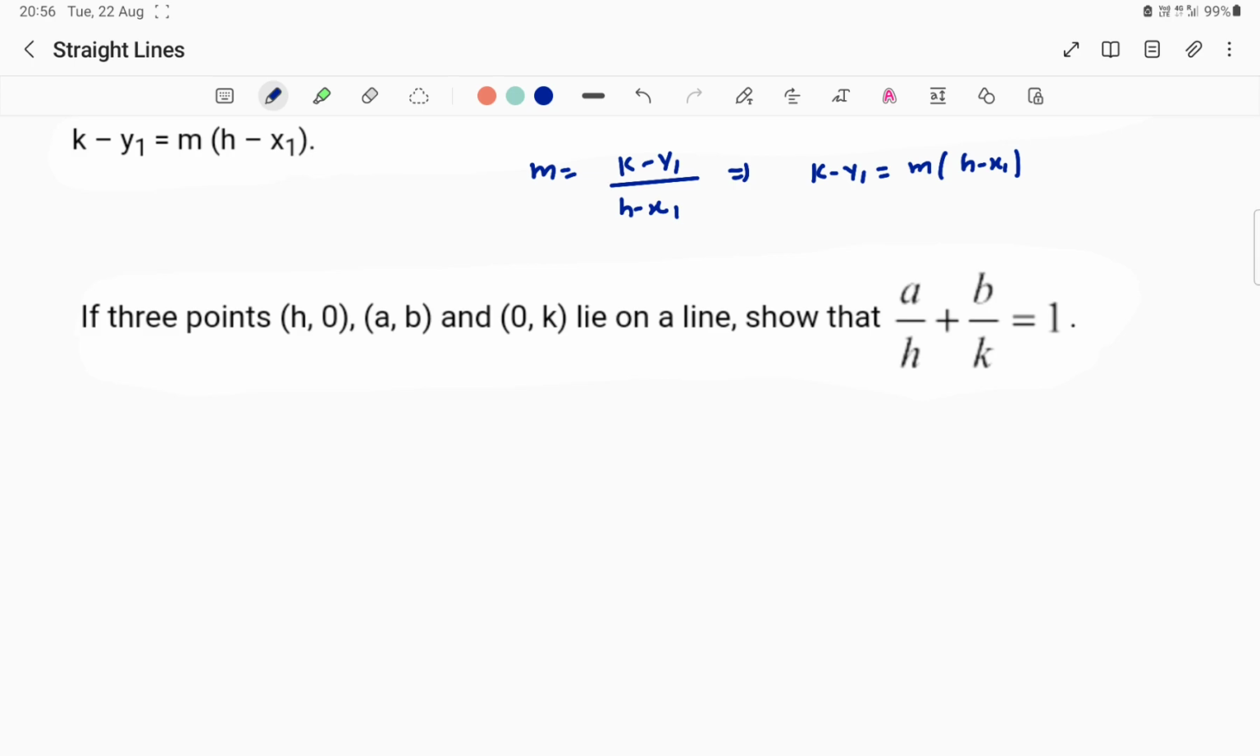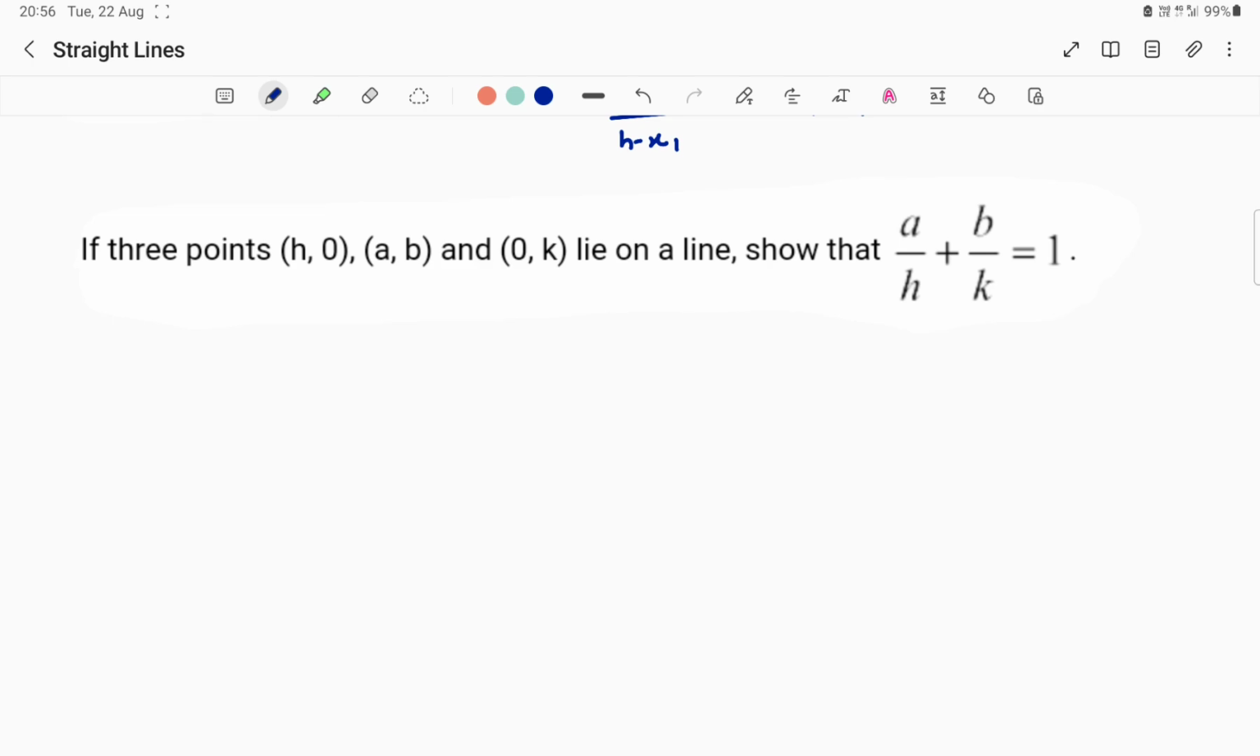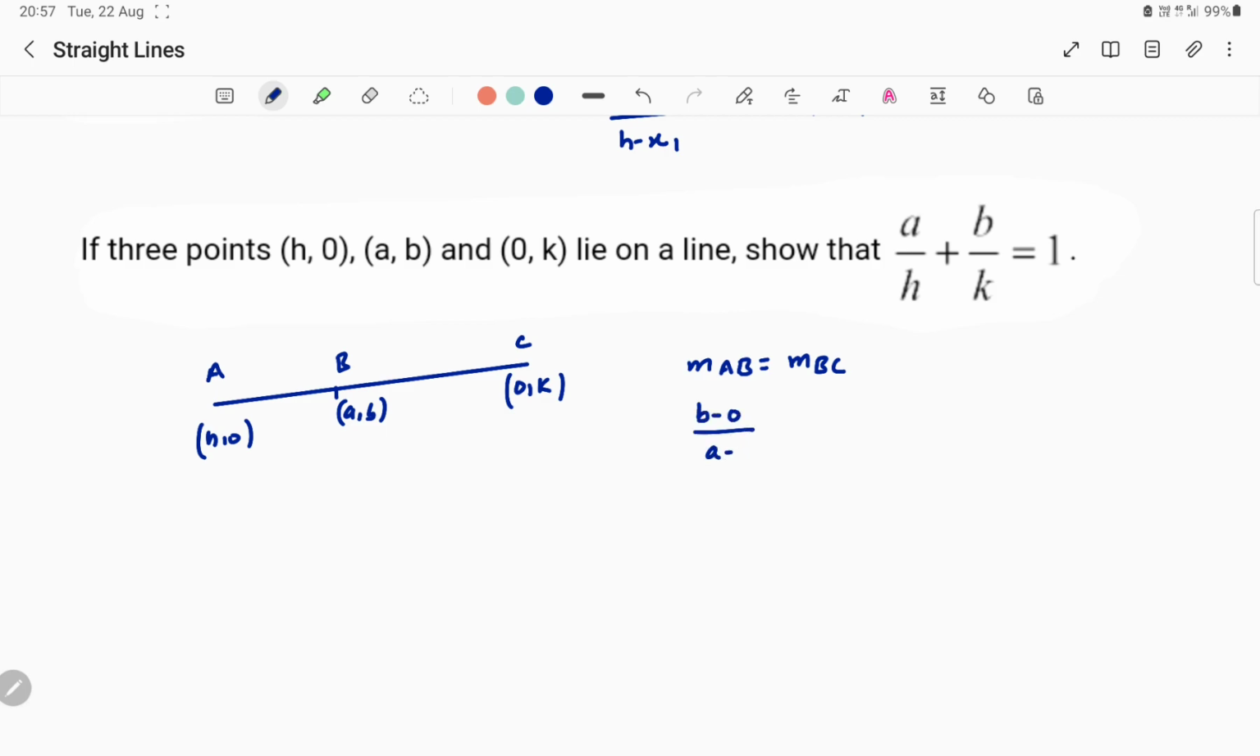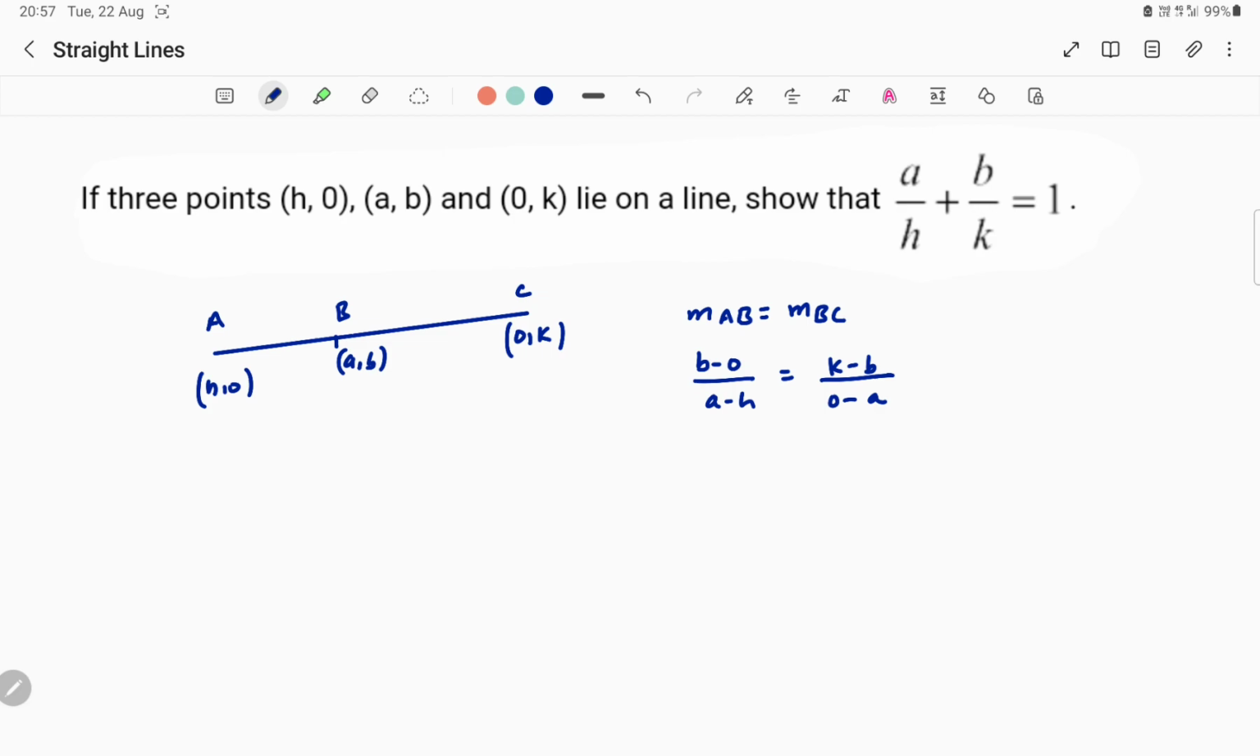Now similarly we have another question. If 3 points lie on a line, show that this equation holds true. As I discussed, of the previous methods you can use any one of them, the area one or the distance one, but here I will try to use the slope. If the 3 points are collinear, let's say these are the points: this is h comma 0, this is a comma b, and this is 0 comma k. Let's call these points A, B, and C. We can always say that slope of AB is equal to slope of BC. Slope of AB is b minus 0 divided by a minus h, and this is k minus b divided by 0 minus a.